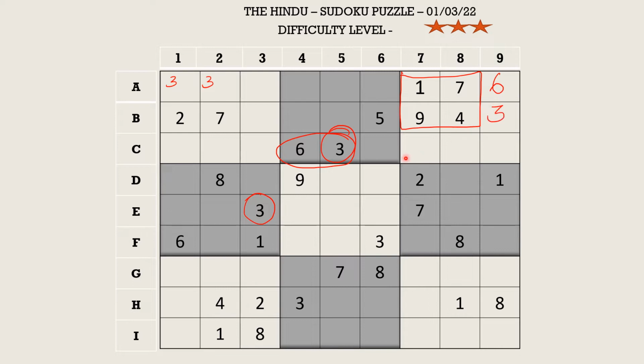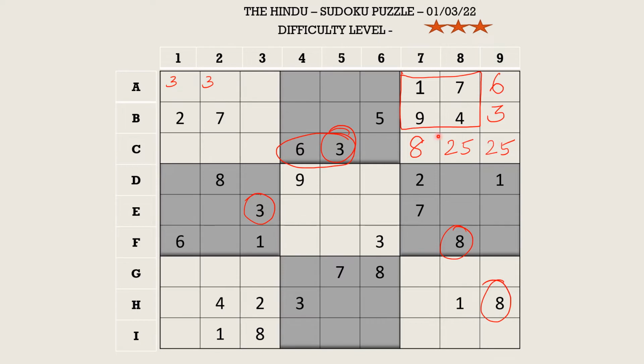Now 3 missing numbers in this block are 2, 5 and 8. You can see 8 here in 8th and 9th block. So C7 takes 8 and rest of the 2 cells take 2, 5 pair.